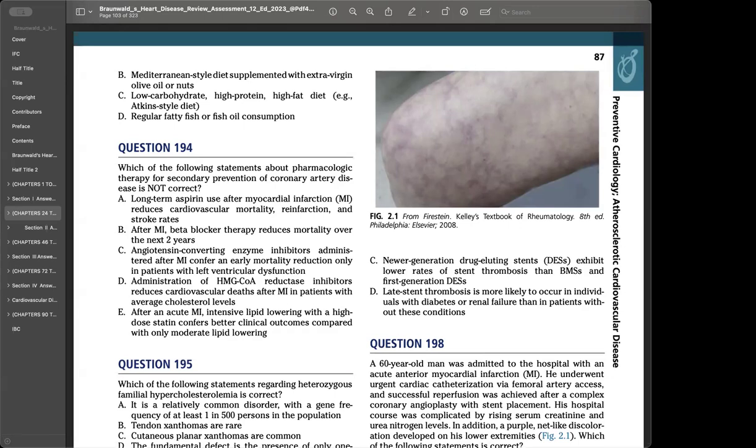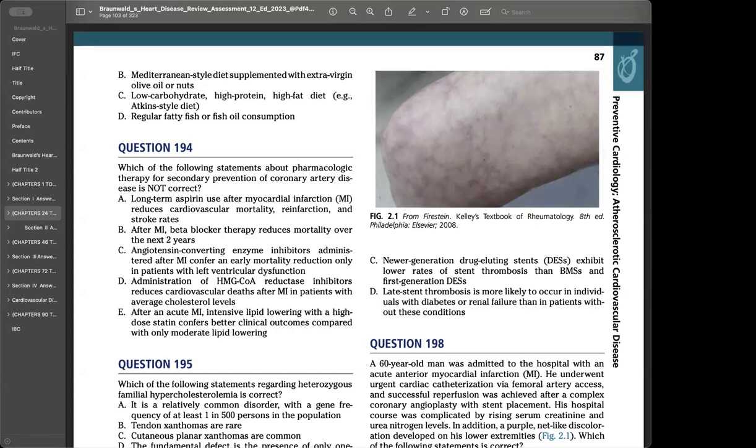It was found in the study that high-intensity statins, for example atorvastatin 80 milligrams daily, show superior long-term outcomes when compared to less intense statin therapy like pravastatin 40 milligrams daily. So this option D is also a true statement.